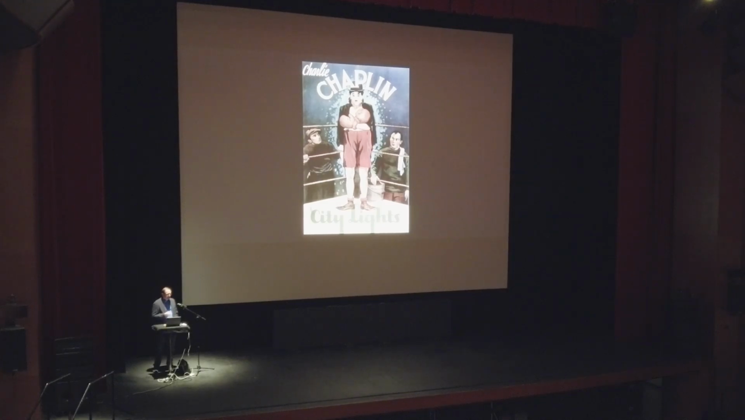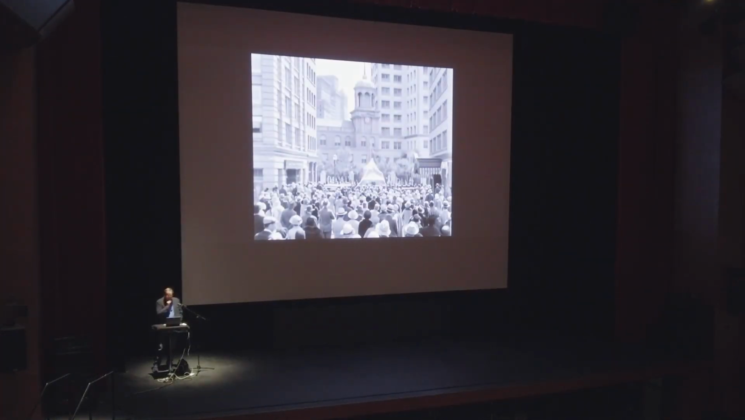Behind-the-scenes stills, much more so than his contemporaries. But there's a beautiful sequence in the beginning of City Lights that establishes Chaplin in a big city. And all this is a fabrication. It's all created on the back lot of his studio. You can see in this sequence.